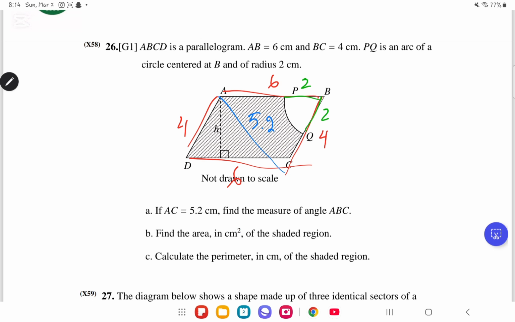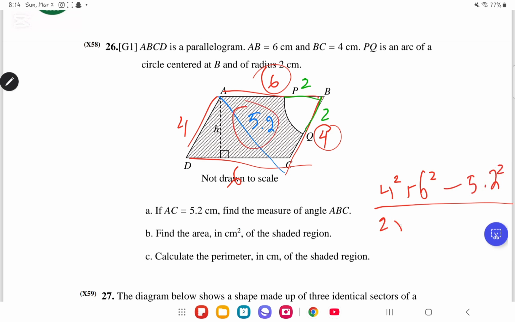Very simply, to find the measure of angle ABC, we are going to apply the cosine rule. The cosine rule states that it is side squared plus side squared, and these two sides have to be making the angle, minus the opposite side squared, which is minus 5.2 squared, over 2 times 4 times 6. And very simply, you're going to get that the cosine of the angle is equal to this, which is 5.2 squared over 2 times 4 times 6.